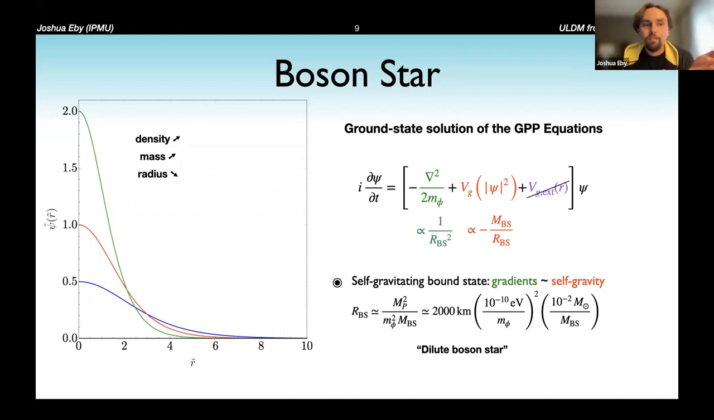You can see in the plot on the left that the wave functions, which are like the square root of the density, basically, that as the central density becomes larger, the mass grows, but the radius becomes smaller and vice versa. So when you throw more axions in, it becomes more massive, but it becomes smaller, more dense. These objects are sometimes called dilute boson stars to distinguish them from other kinds of configurations that can arise when you have self-interactions. But these are the stable solutions to the equation of motion.